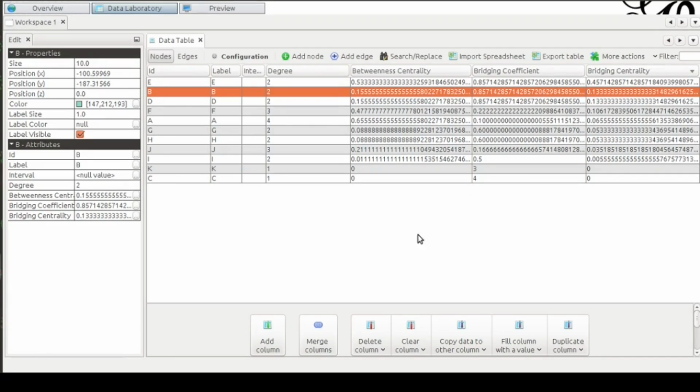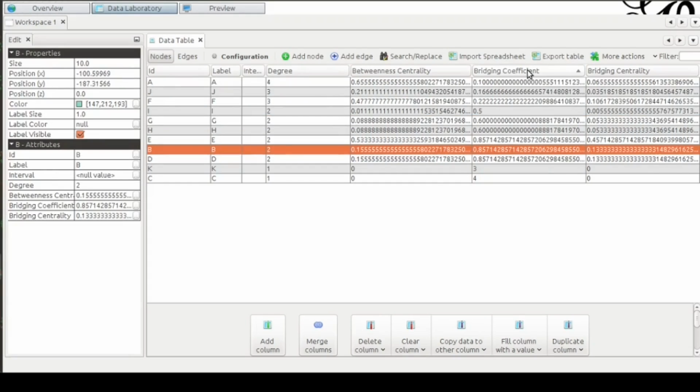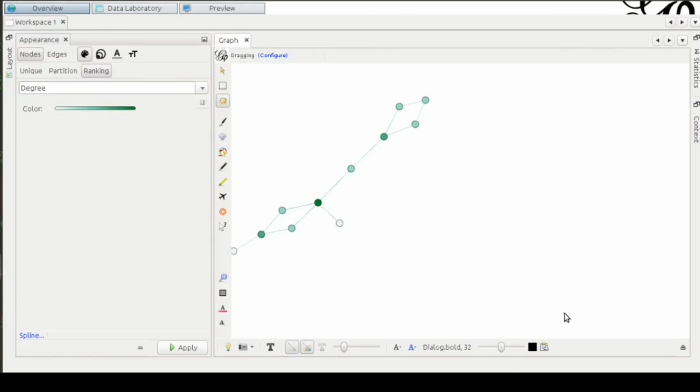But before I talk to you about bridging centrality, I should introduce you to other necessary measures to calculate it. I already showed you the degree centrality. Now, I will talk to you about the bridging coefficient. The bridging coefficient is the opposite of the degree centrality. Let me show you. For example, we have this visual output if I apply a ranking calculation to this graph based on the bridging coefficient.